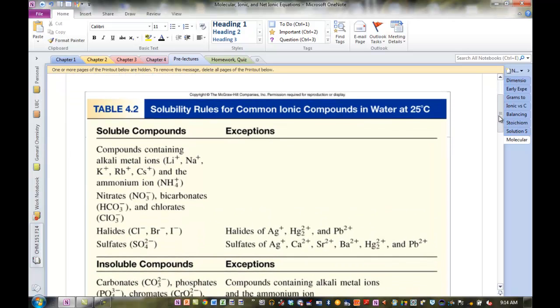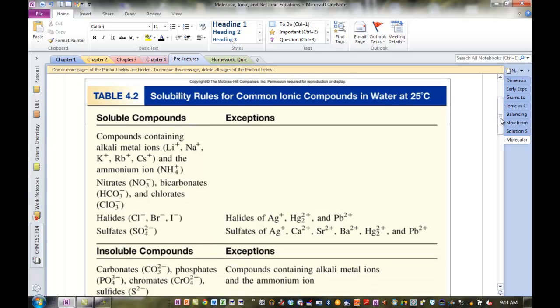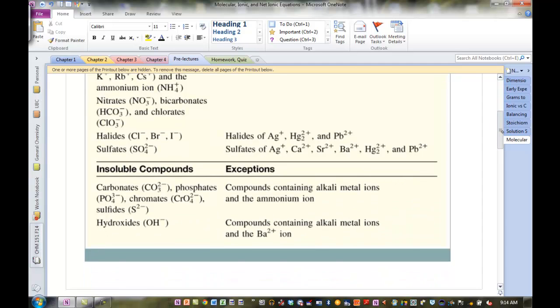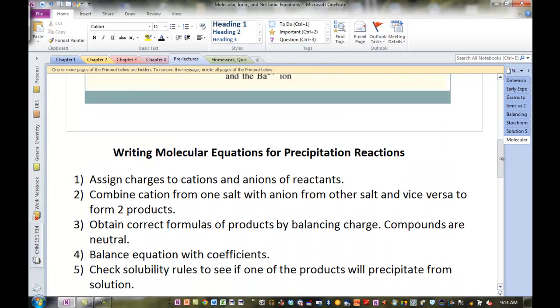Now for precipitation reactions, we're going to need to use the solubility table just to see if something will precipitate from solution. Now you might have some reactions where you mix two salt solutions together and no precipitate forms. Okay, so be wary of that. But in general on these, there will be a precipitate.